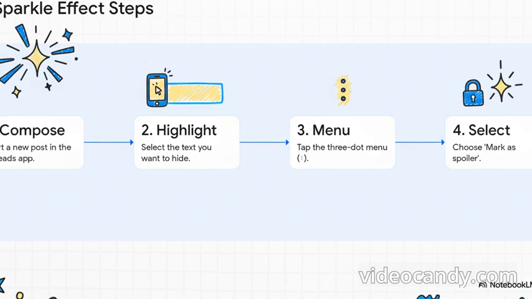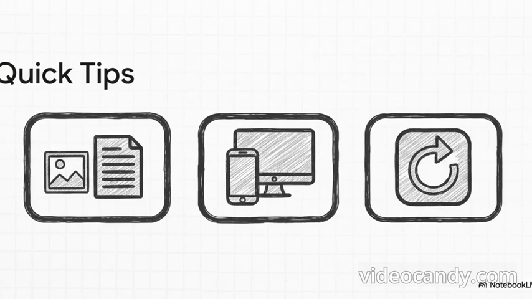Seriously. The app handles the rest, automatically adding that gorgeous sparkle animation. Now, here are a few quick tips just so you get it perfect every time. First, this doesn't just work for text. You can use it on images too, which is awesome. Second, it looks great whether you're on your phone or on a desktop computer. And hey, if you go to do this and you don't see the Mark as Spoiler option, don't panic. It just means you probably need to update your app. Just pop over to the App Store, get the latest version of Threads, and you'll be good to go.